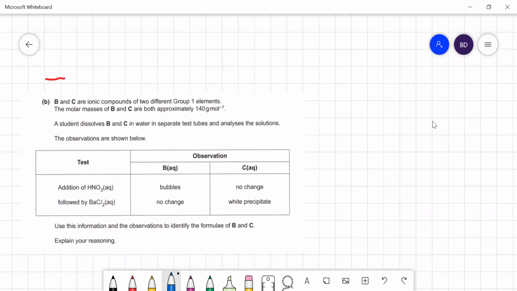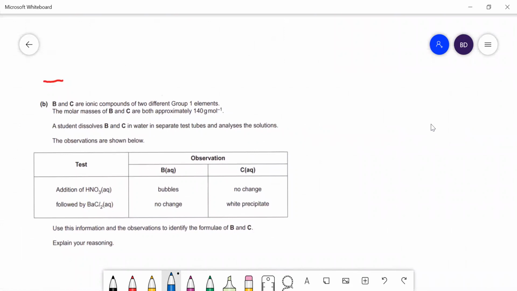Now, B and C are ionic compounds of 2 different group 1 elements. The molar masses of B and C are both about 140. Right, let's see what the test has done then. First of all, we have B and C, the 2 compounds dissolved in water, and do test tube tests. For B, when you add nitric acid to it, you get bubbles. The bubbles are almost certainly CO2. So that means B is either a carbonate.